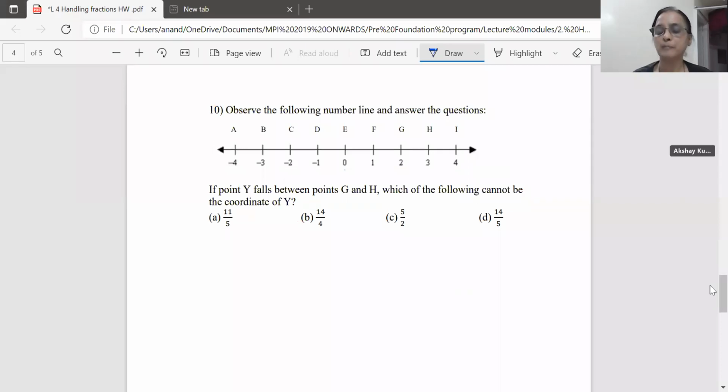First lecture practice sums, lecture 2 over there, because for this question we needed the understanding of fractions, which we had not discussed in the first module. So I put the question over here. Y falls between G and H. Point Y falls somewhere here.